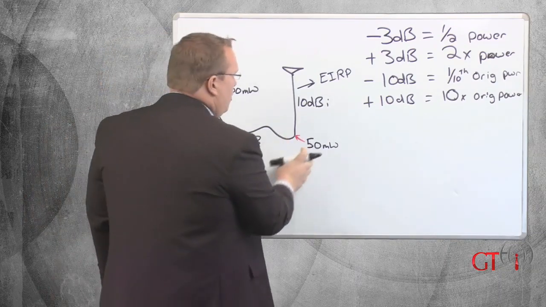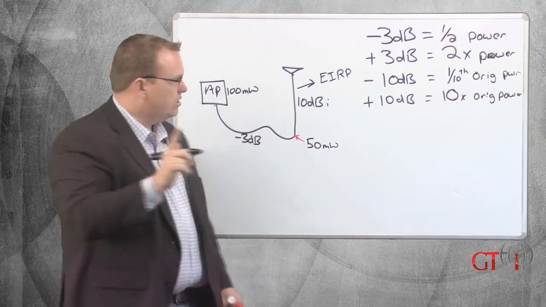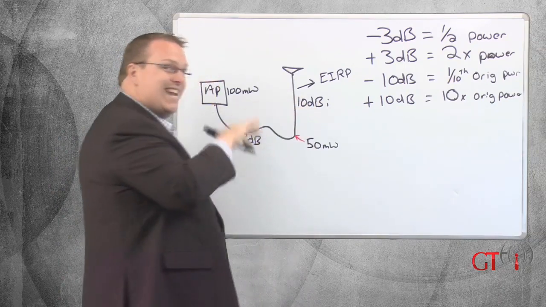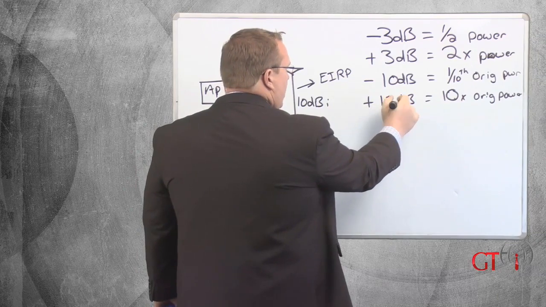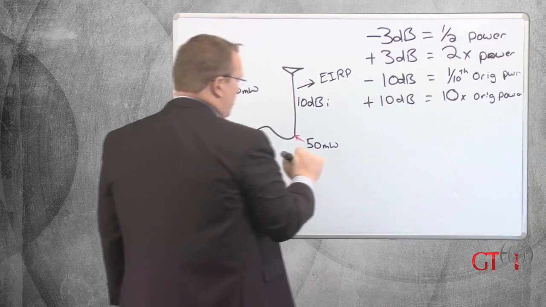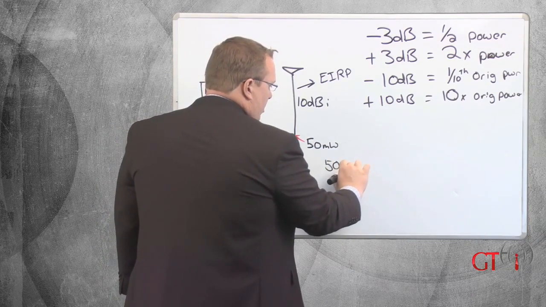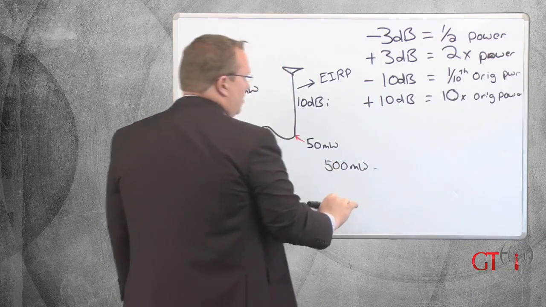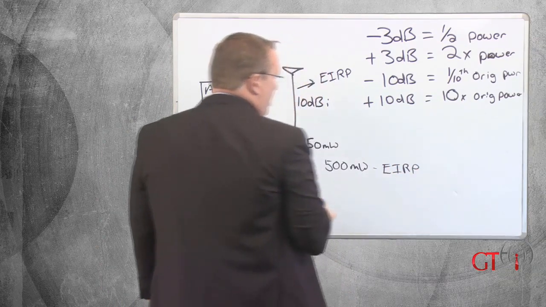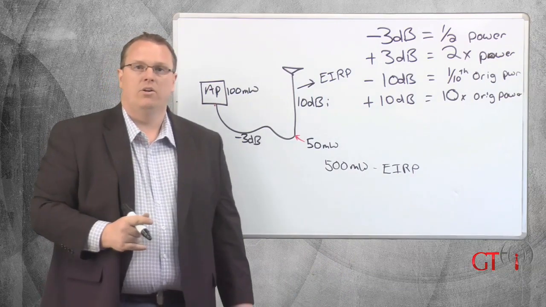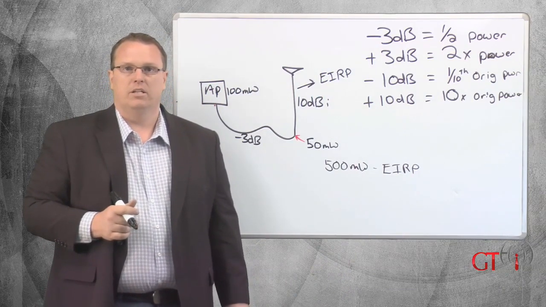But now I'm going into an antenna that has a 10 decibel gain. What is a 10 decibel gain? By the way, there's never a negative antenna. It's always a positive. So a 10 dBi antenna tells me it's 10 times the original power. What's 50 times 10? 500 milliwatts. So the EIRP of my system is 500 milliwatts. If you can follow along with that, you just did your first RF math problem.